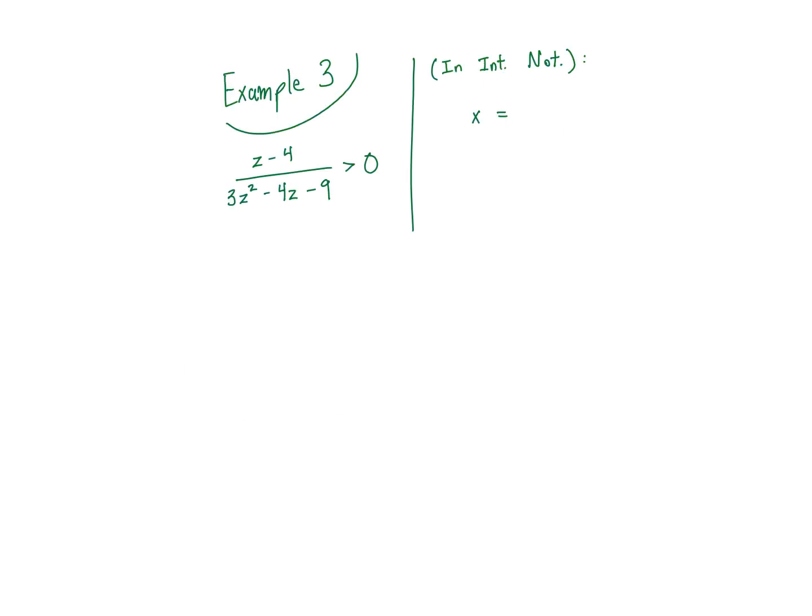All right, example 3, factor everything we can. Z minus 4 on top. That's a bad example, honestly. I did that badly, because the bottom is not factorable, but you can burn it.